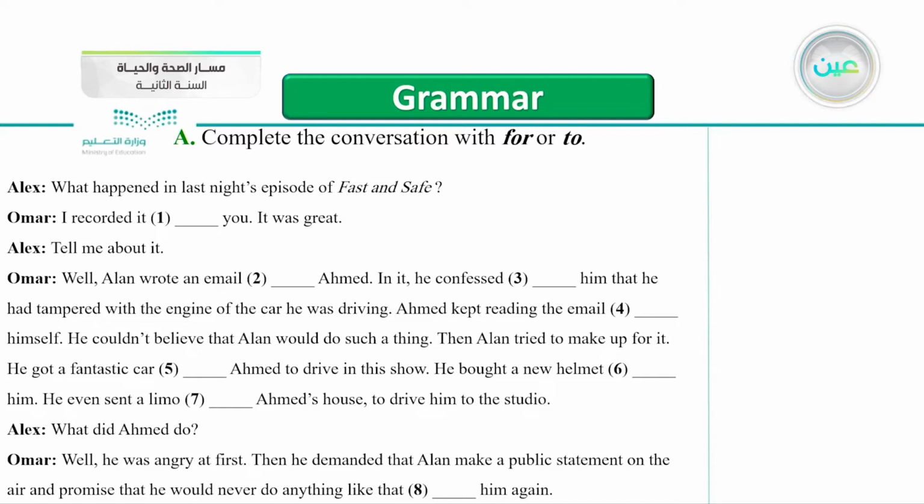Number one, I recorded it. To you or for you, it was great. Yes, excellent. For you, as a help, as a gesture. Tell me about it. Well, Alan wrote an email to Ahmed. Yes, very good. To Ahmed. So the email is going to Ahmed. In it, he confessed to him that he had tampered with the engine of the car he was driving. Ahmed kept reading the email to himself. Yes, to himself. So you could be the recipient of the verb.